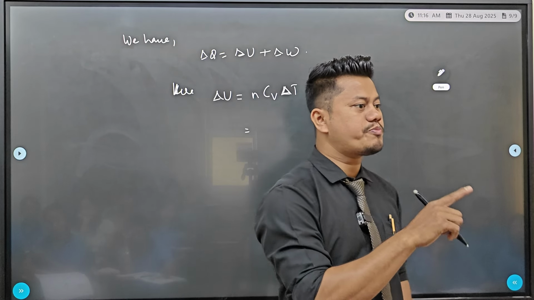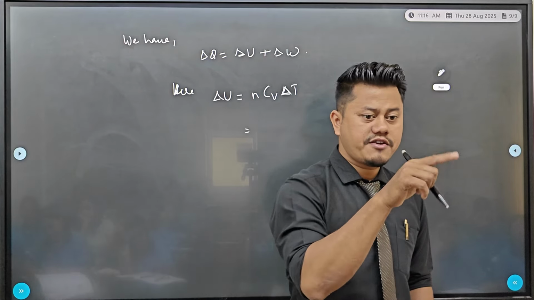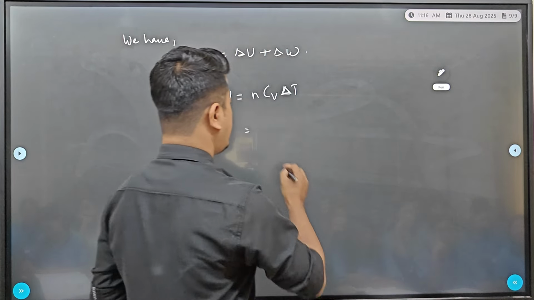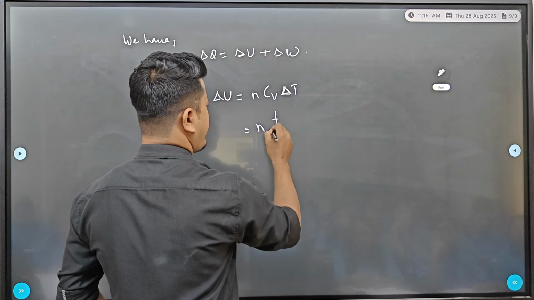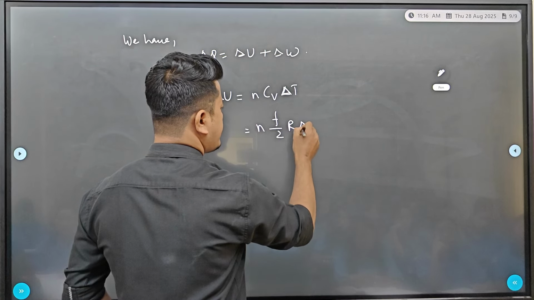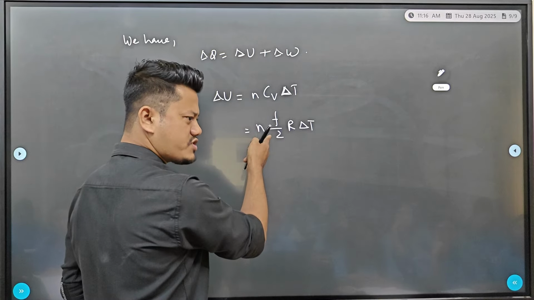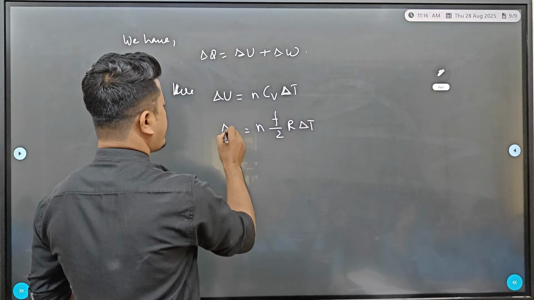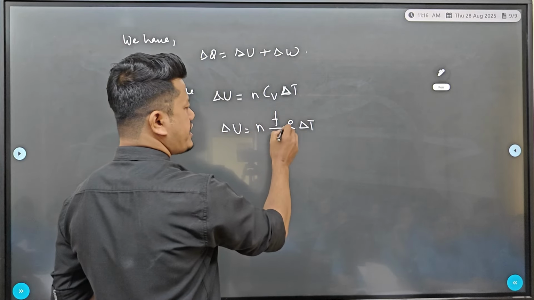Cp is F by 2 plus 1 into R. Cv will be F by 2 into R. Is that clear? So for n moles, I can write del U as n F by 2 R del T. I think I gave you this expression yesterday also. Right? Okay, I got the expression of del U as n F by 2 R del T.